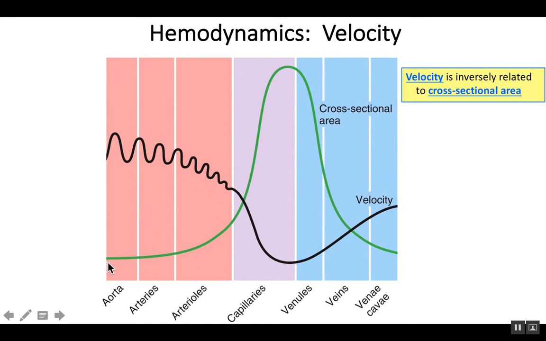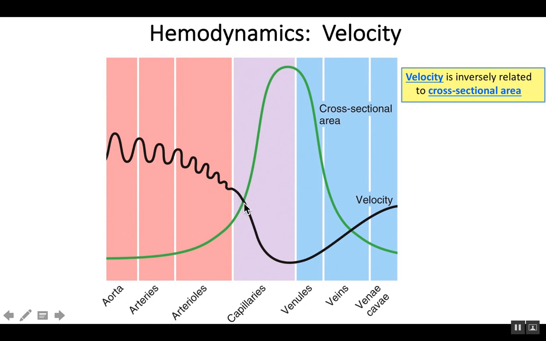There's only one aorta. It has a certain cross-sectional area. But when that blood starts to branch into more arteries, the overall cross-sectional area goes up a little bit. And because that blood is going into a larger area, it slows down a little bit. Then those arteries branch and branch and branch into many, many little arterioles, but collectively all those arterioles have a greater cross-sectional area, so blood slows down again.